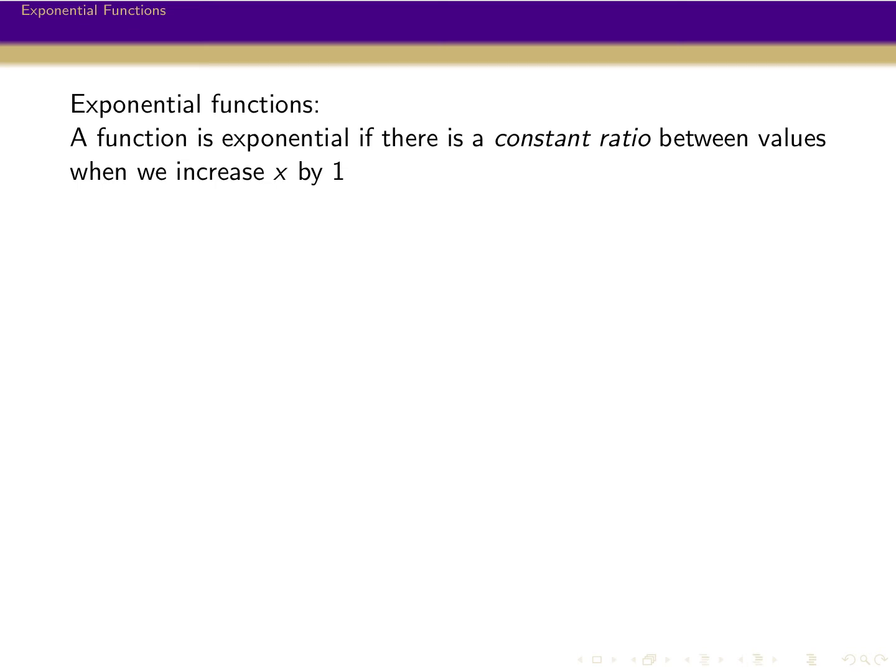Okay, so the change for exponential functions is that instead of a constant difference when we increase x by 1, we're going to have a constant ratio in the y values. So for this one, instead of a common difference of 2, we have a common ratio of 2. It still starts at (0, 3), and then the next one is (1, 6).